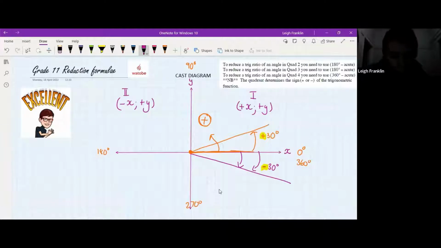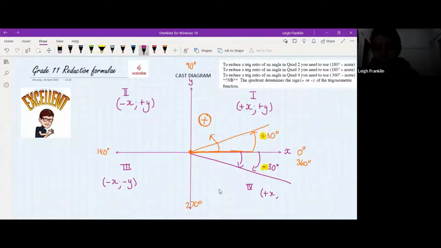So now when we come down into quadrant number 3, this is always called quadrant 3. Here we find that X is negative and Y is negative. And then this quadrant over here is called quadrant number 4. It's always quadrant number 4. And here X is positive and Y is going to be negative. So that's why our trig ratios change sign.